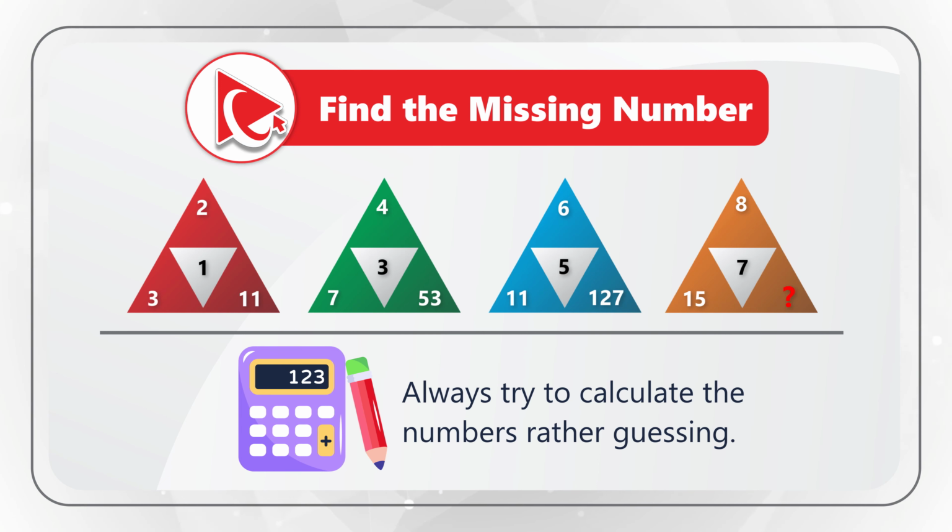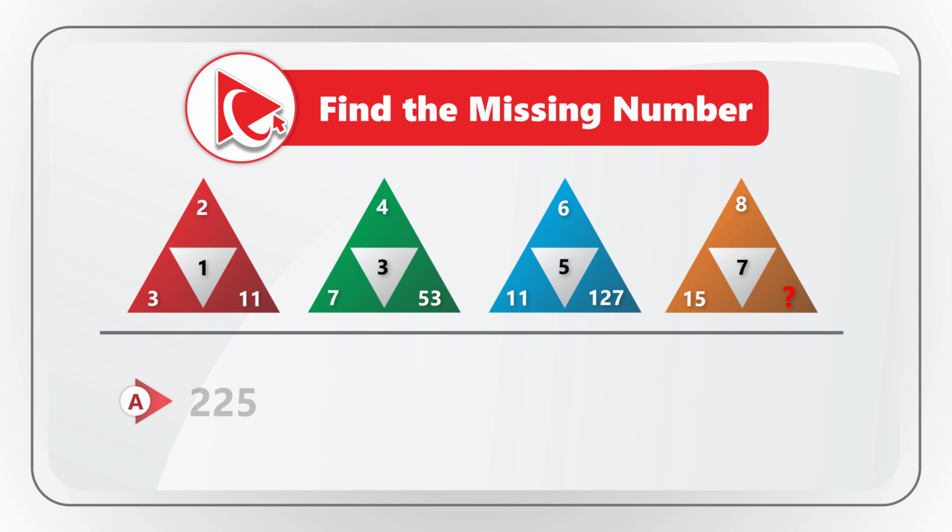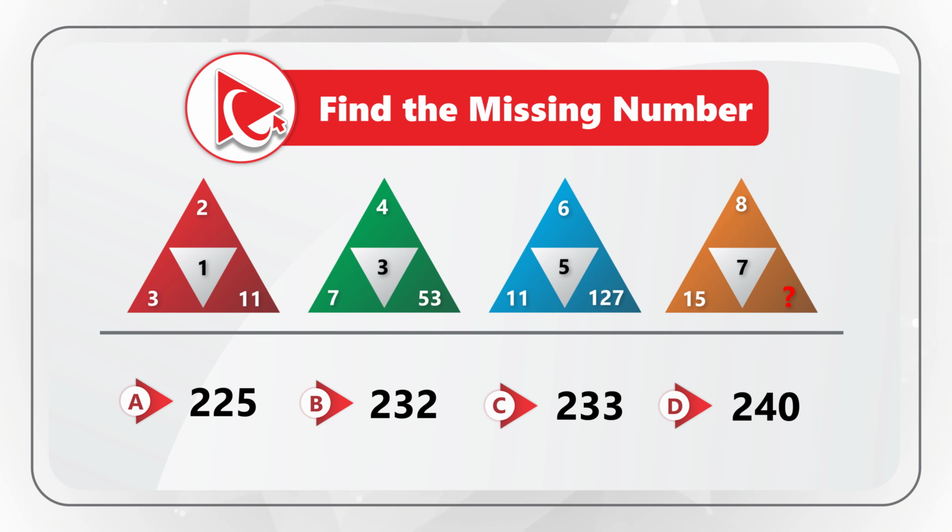And you need to select the calculated number out of 4 different choices. Choice A, 225. Choice B, 232. Choice C, 233. And then last but not least, choice D, 240. Take a close look to see if you can solve this challenge.